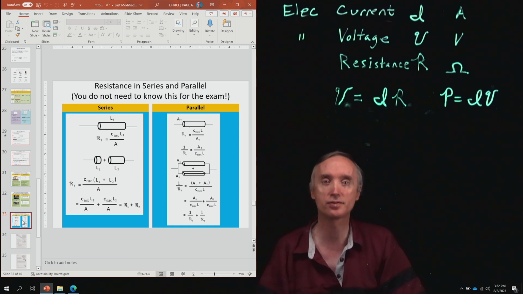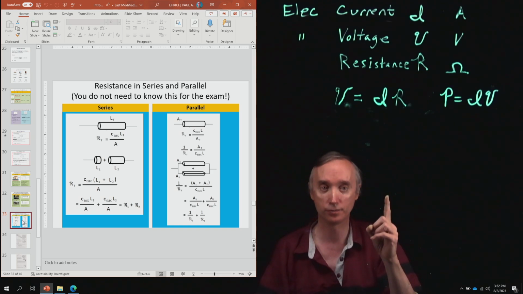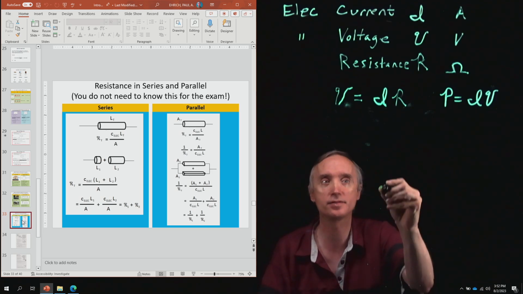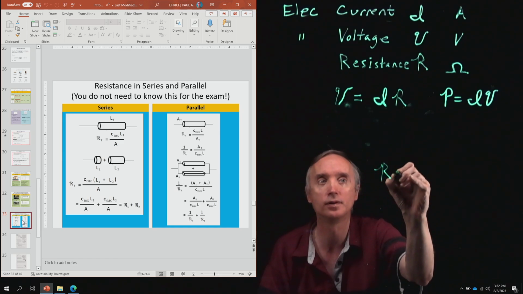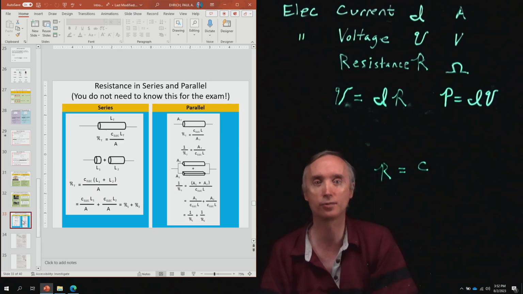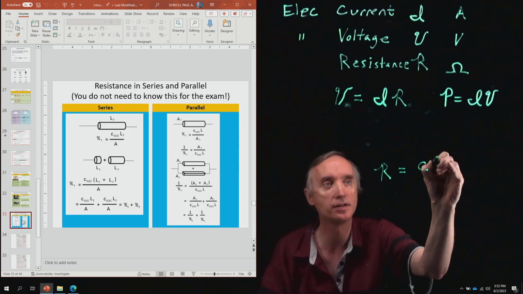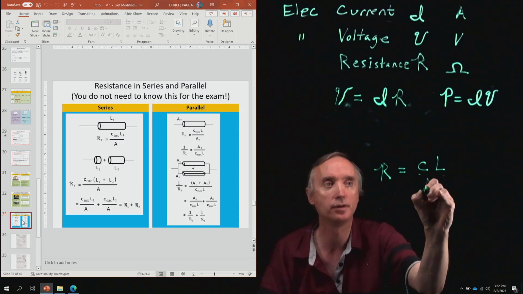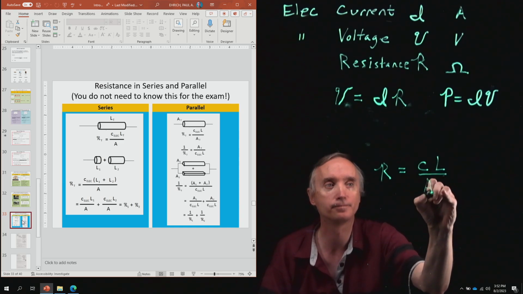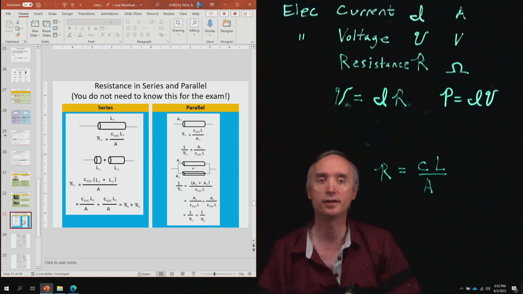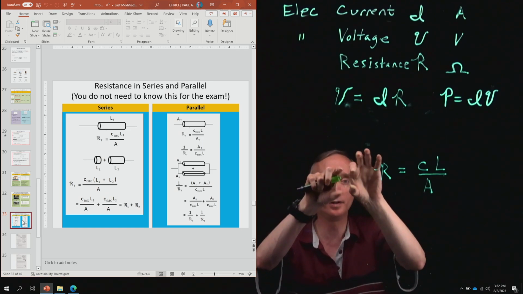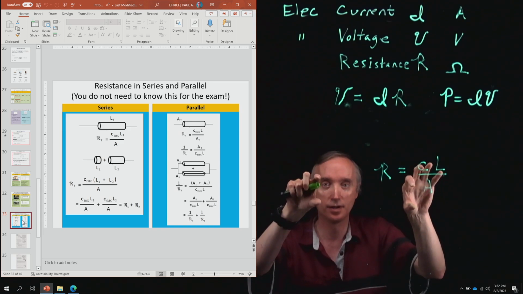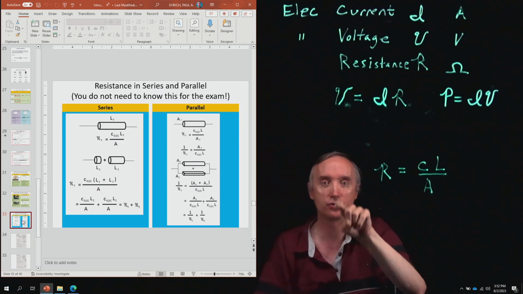So in the series circuit, we're going to take one resistor. Okay, now this resistor has a resistance. It depends on what the resistor is made of, depends on the length of the resistor, and it depends on the area of the resistor. Okay, now let's take this one big resistor and chop it up into 2 smaller resistors.